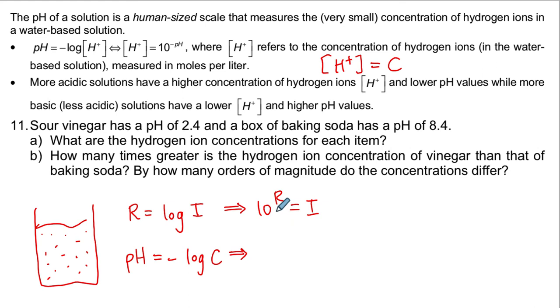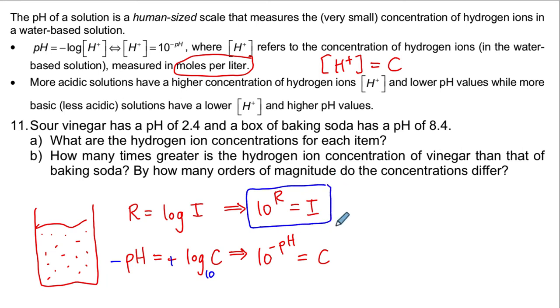Now typically we want to write things in our friendly form, so our exponential form would be negative pH equals log base 10 of C, and therefore 10 to the negative pH is equal to the concentration, and the concentration is measured in moles per liter. So if you only know one version of the equations, know the exponential versions, and then be able to rearrange from exponential back into logarithmic form.